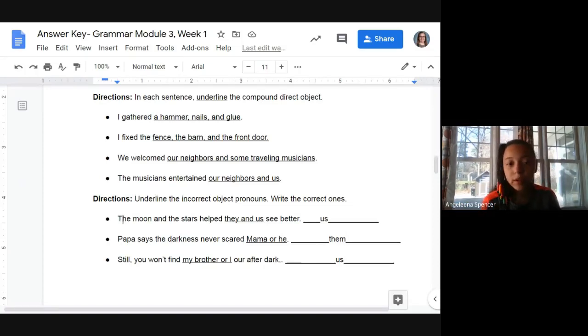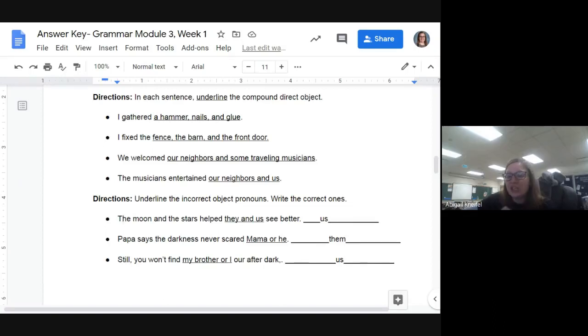Did you still count mine wrong? Because I had put the moon and the stars helped them and us see better, and then Papa says the darkness never scared Mama or him, and then still you won't find me or my brother out after dark. So, when I grade grammar, I just check to make sure your pages are completed, and then we go over it together. These right here are the best choices.